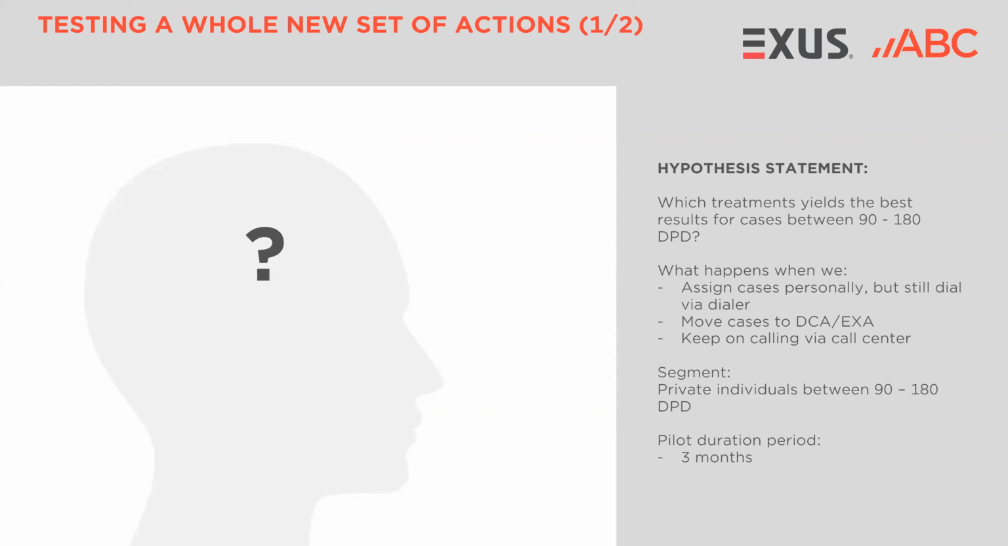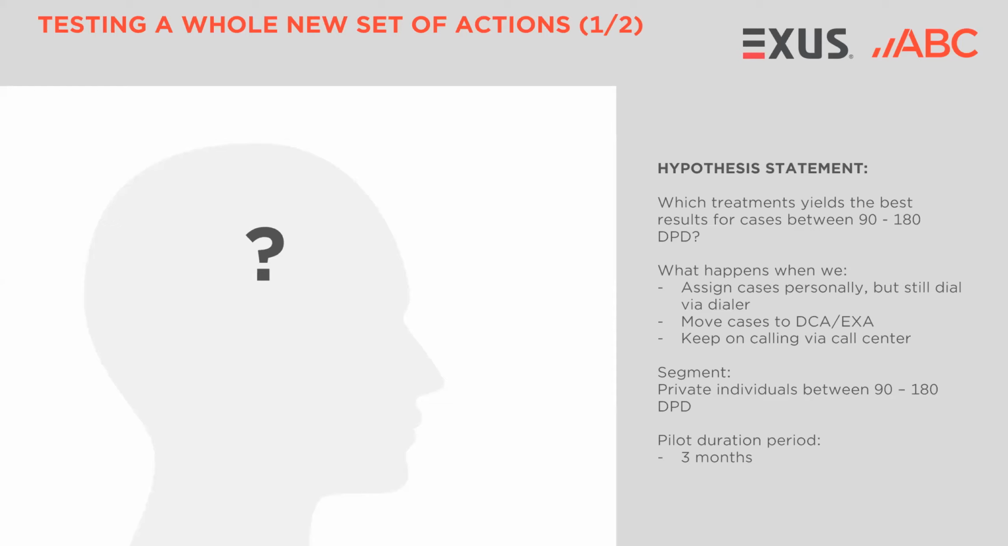Number 2, we wanted to see what happens if we do more than one thing at the same time. Right now, before this case, we had all the cases between DPD 1 to 30. We divided them and tested when we start calling, but then we put them into normal calling queues, did nothing different. So the start of the calling was the only difference in the whole strategy. Here is a completely different thing.